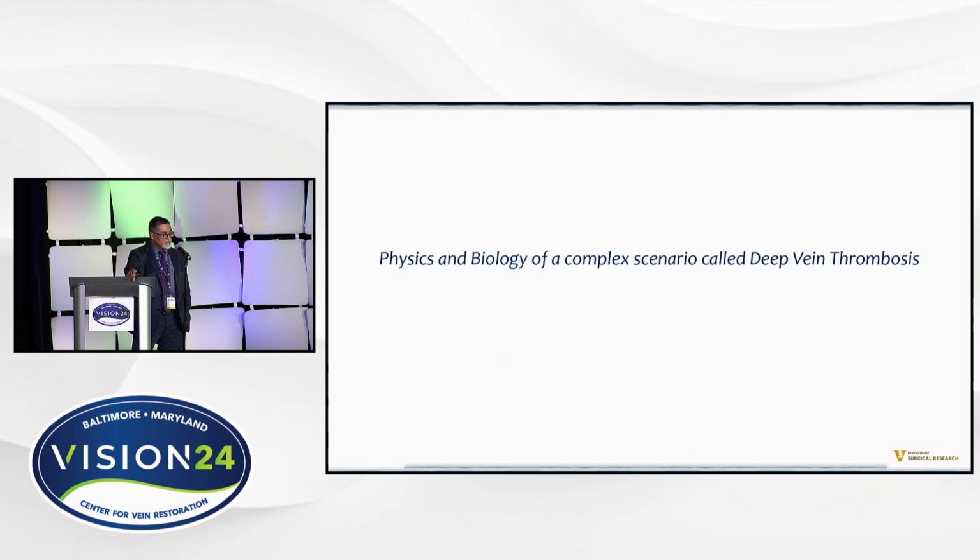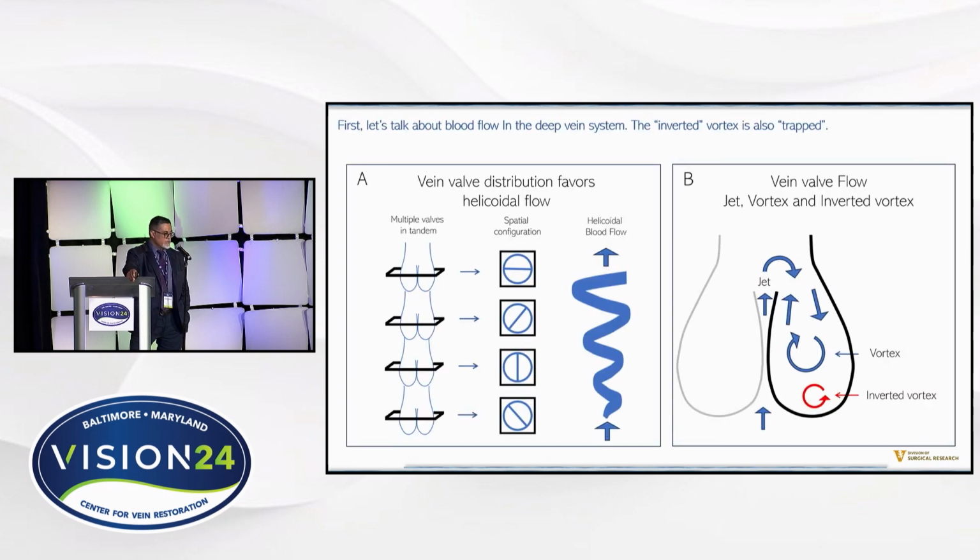So let's talk about the disease: the physics and biology of the complex scenario called deep vein thrombosis. These two figures try to summarize some of the things that we learn from flow in the deep vein system. But I would like to direct your attention to figure B, in which a jet between the two valves has been determined, and the flow goes into each of the valves. You make a little vortex and go out.